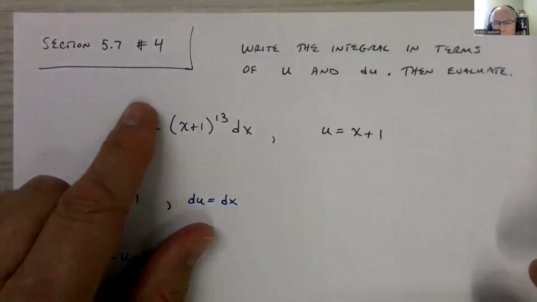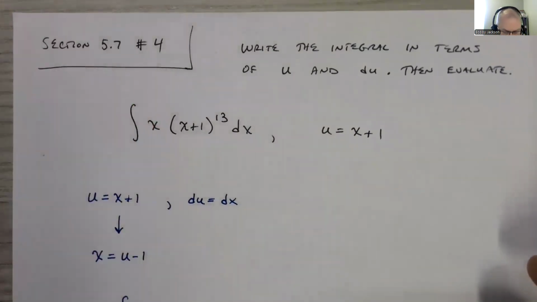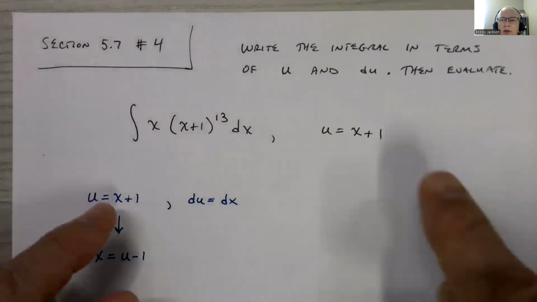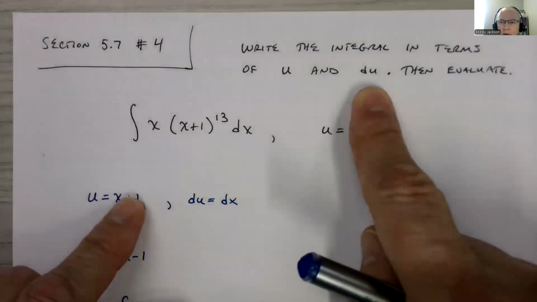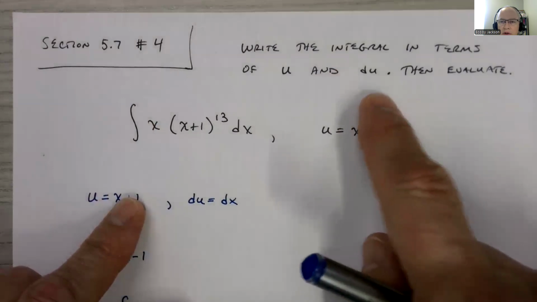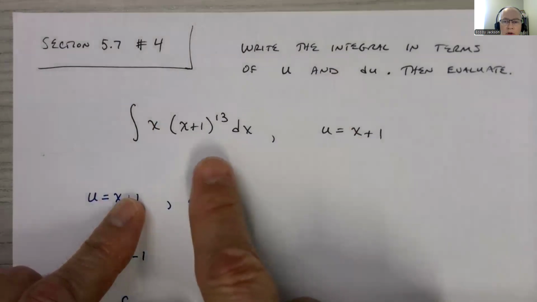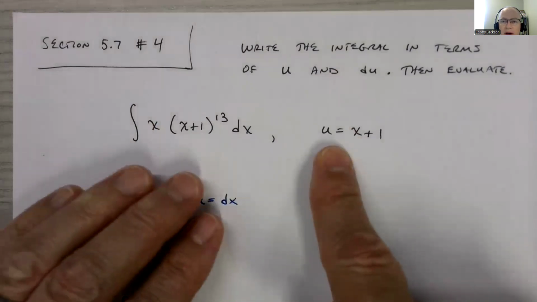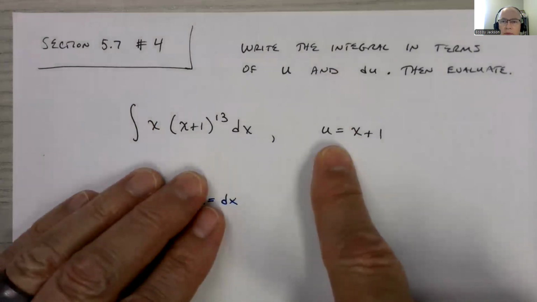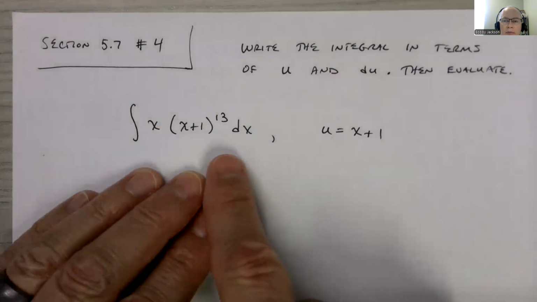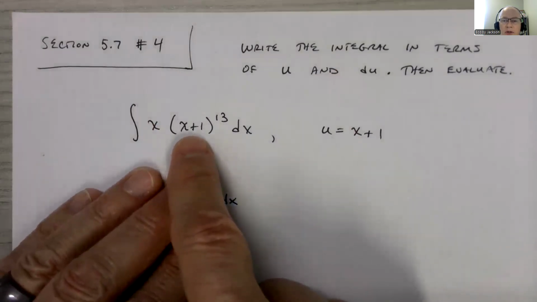Let's take a look at number 4 in section 5.7. We are to write the integral in terms of u and du, of course, so find the du once we do our substitution, and then evaluate it. So pretty simple one. They actually give you the value of u, which is x plus 1, which makes sense because there is a composition of two functions here, right?